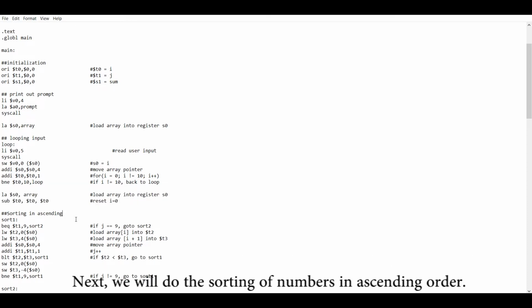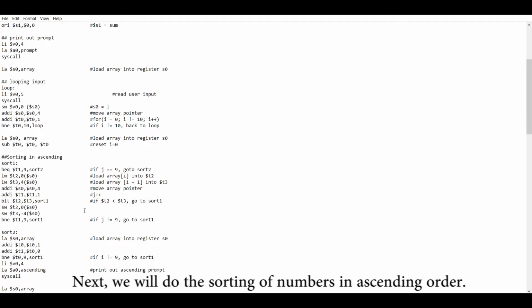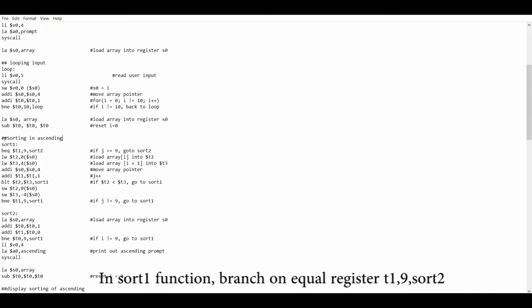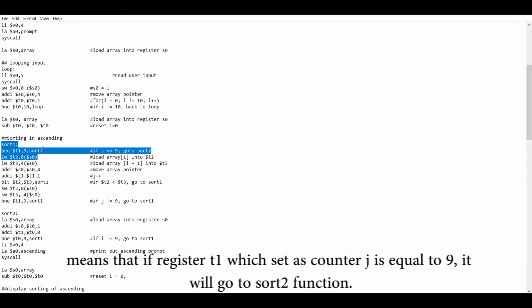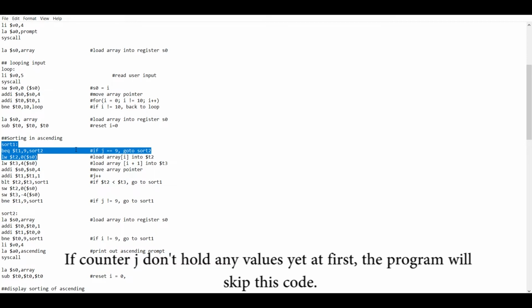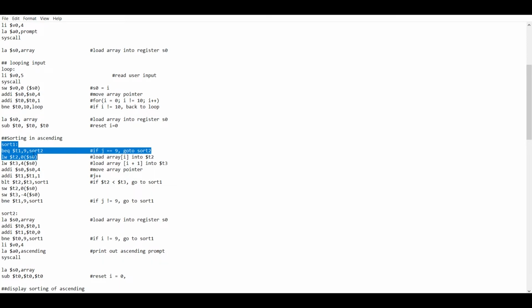Next, we will do the sorting of numbers in ascending order. In the sort1 function, branch on equal register $t1, 9, sort2 means that if register $t1, which is set as counter J, is equal to 9, it will go to the sort2 function. If counter J doesn't hold any value yet at first, the program will skip this code.